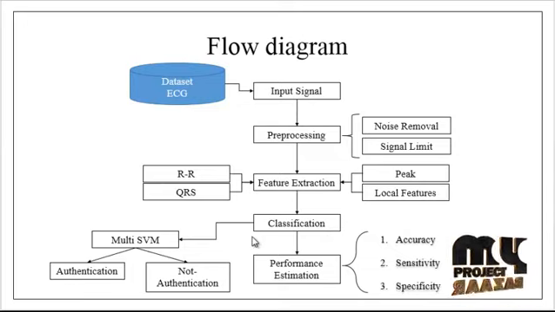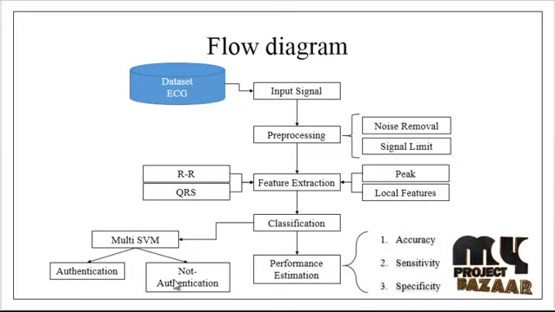So in this process we have two kinds of objective. One is whether the person is authenticated or the person is not authenticated. We have to classify these by using a machine learning algorithm named multi-SVM, that is the support vector machine. By using this classification we can classify the input as an authenticated person or an unauthorized person.